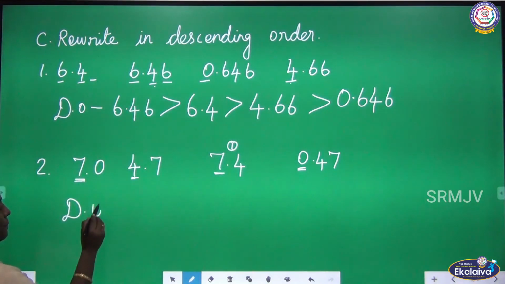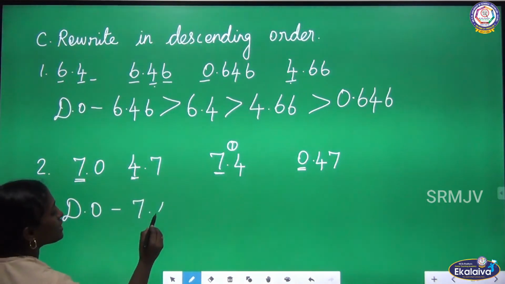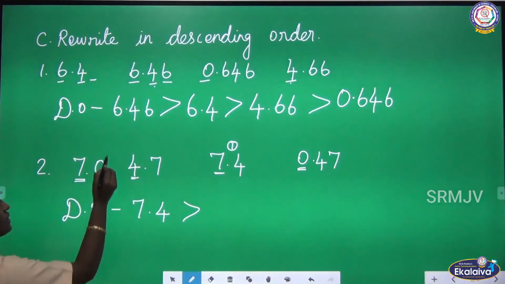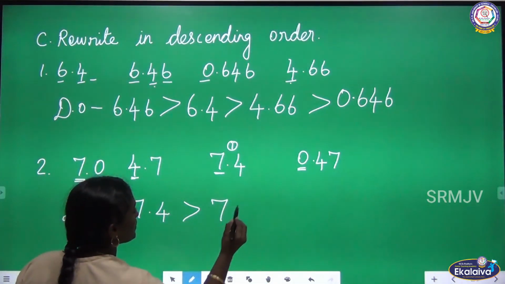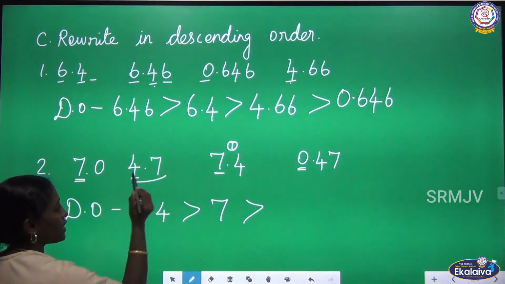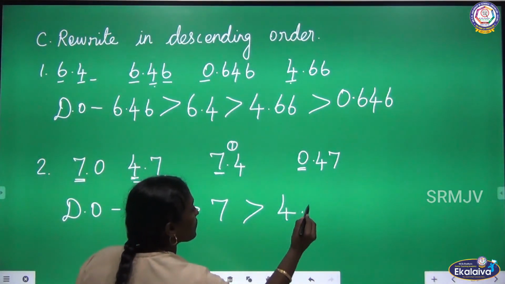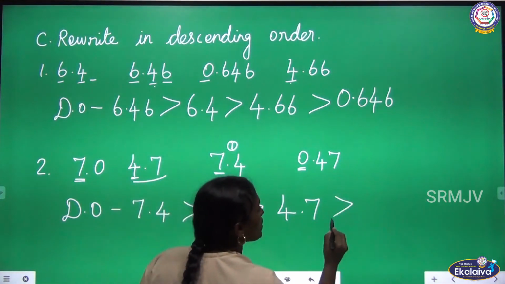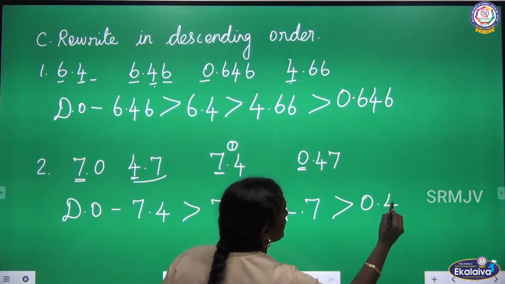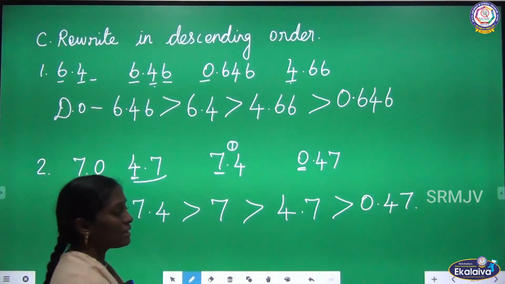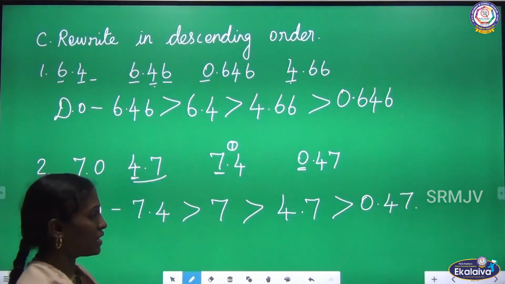So 7.4 is the greater number, then 7, then 4.7, then 0.47 is the smaller. Okay, this is the descending order for the given decimal numbers.